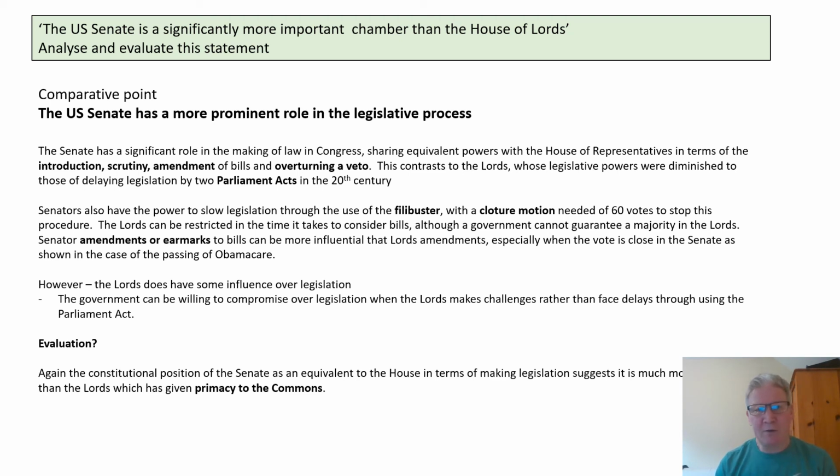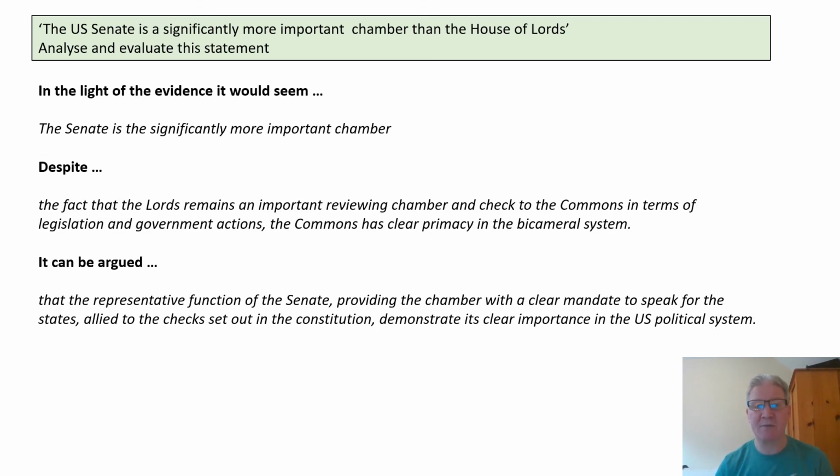Evaluation. Well, the constitutional position again, and the fact that it is an equivalent to the House in terms of making legislation, is a complete contrast to that of the Lords, where the primacy exists with the Commons. So overall, it would seem that the Senate is a significantly more important chamber. Although you would say that the Lords has a key role in the bicameral system as being a review on the Commons and the executive, the Commons' clear primacy is significant. The representation and function of the Senate allows them to have the powers that they deserve. Unless there was a reform of the House of Lords to have that level of representation, it's always going to be much less significant than the US Senate.